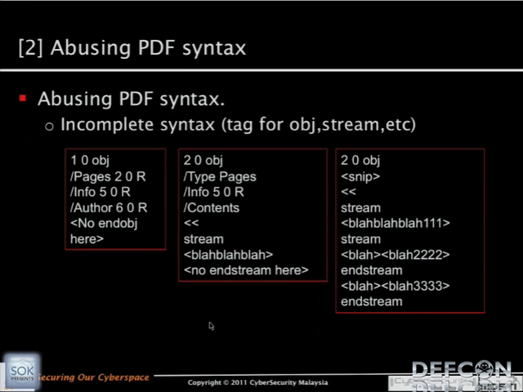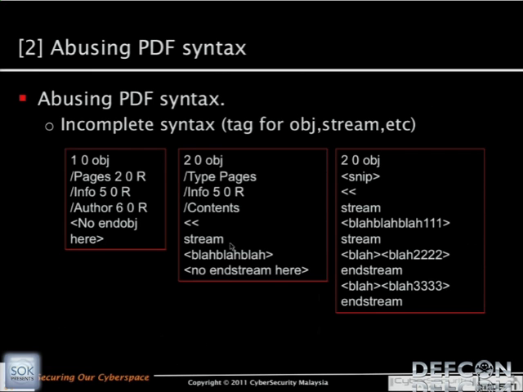Okay. Another thing, like I mentioned earlier, is that you can abuse incomplete syntax. For example, an object: this is object 1, we start with 1 0 obj, so you expect it to end with endobj. But if you don't have endobj, that's no problem. Your PDF application will just load it fine. But if you build your own parser, you need to know where to stop.